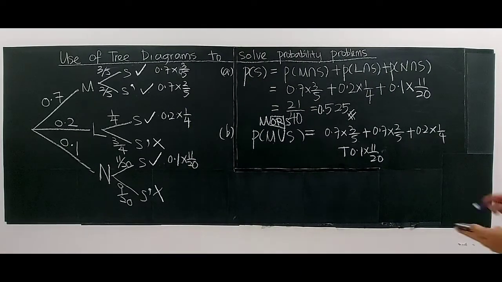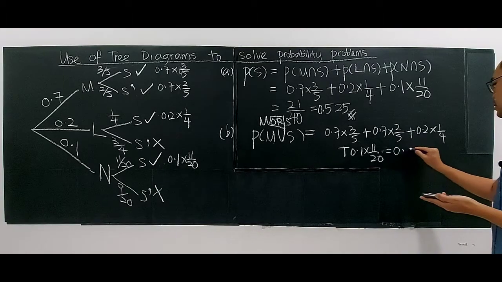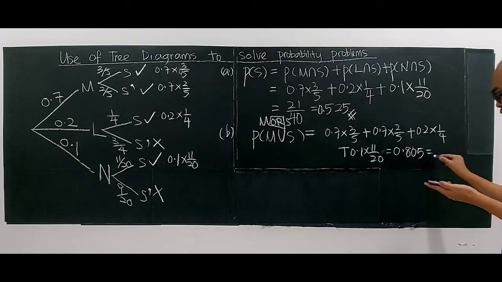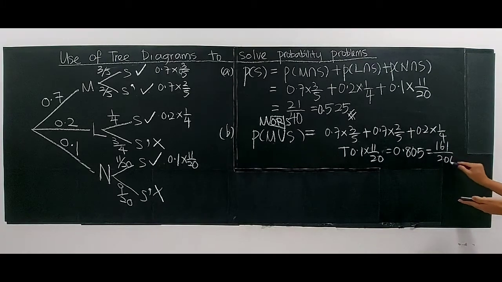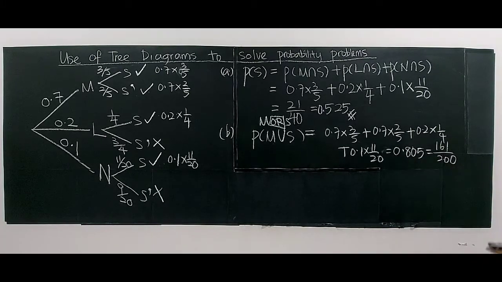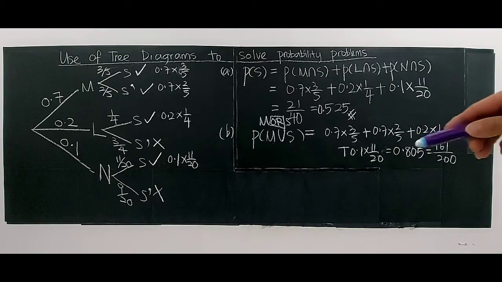Which will give you 0.805, or in fraction, 161 over 200. It's 80.5% of customers either taking milk or sugar, right? So this is the first way of doing this. Okay, I will show you another way.